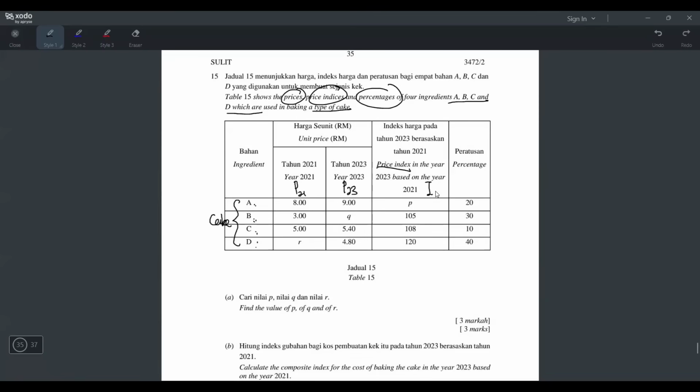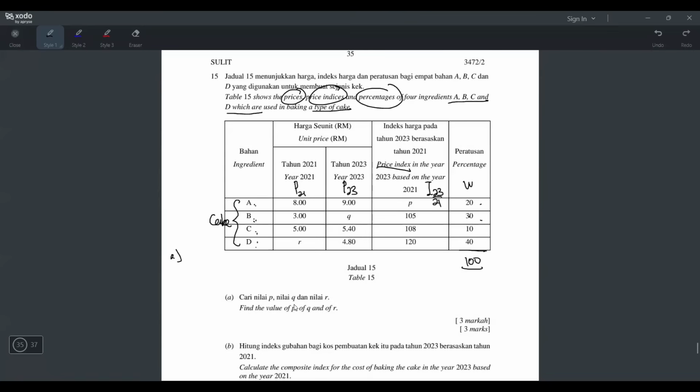So this is the I for 23 based on 21. Percentage is the weightage, right? This is the weightage. And total weightage will be 100 because it's percentage, right? 20 plus 30, 50, 50 plus 50, 100. Yeah, that's right. Okay, now we can do A.